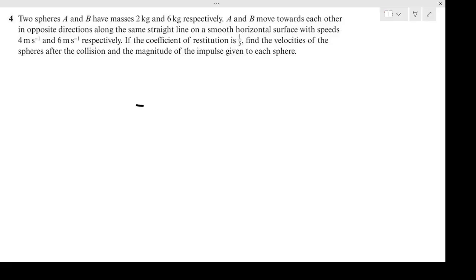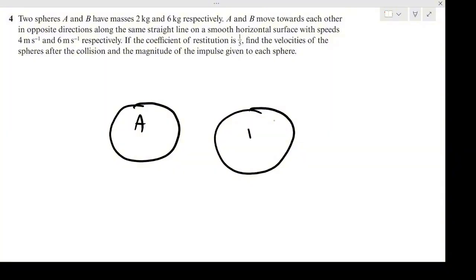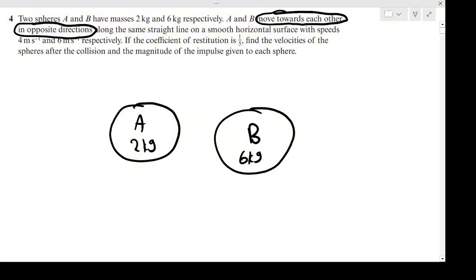So ultimately, we have, again, these two balls, particles A and B. The mass of A is 2 and the mass of B is 6. Now, before the collision, we are told they move towards each other in opposite directions. So that tells me A has to move to B and B has to move to A like that. And you can see that one's going forward and one's going backwards. And the speed is 4 for A and 6 for B. So that's everything we are given.